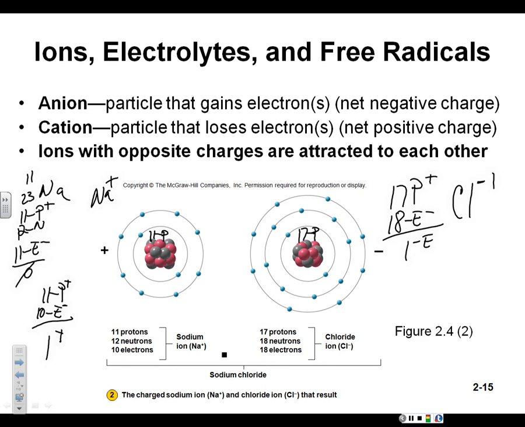Is this a covalent bond or an ionic bond? Give me a definition of covalent. Did they share? Okay, so that's an ionic bond. Question. Makes sense, yes or no? I don't hear anybody.